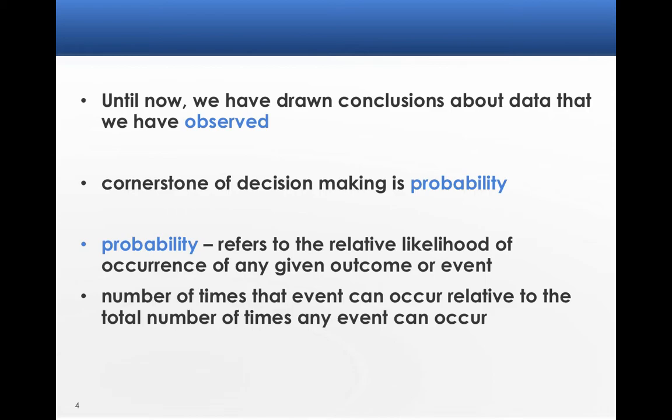So up until this point, we've been drawing conclusions about data we've actually observed. Okay, so we could sit down, we can observe 10 people taking a test, we can get their 10 test scores. That's actual data. The cornerstone of decision making, though, is probability. What's the likelihood of any one particular thing occurring, of any given outcome or event? Okay, so that's the number of times an event can occur relative to the total number of times any event can occur. So let's think about flipping a coin, right? A coin has a heads and a tails, right? So when I flip it, heads, that's one event and it can occur out of two possible events.